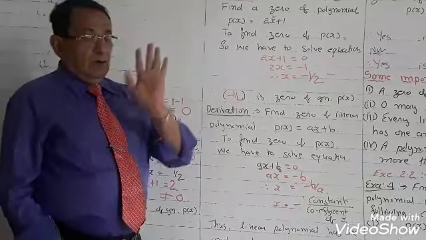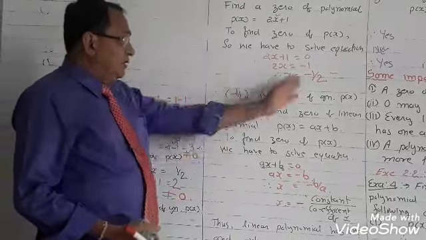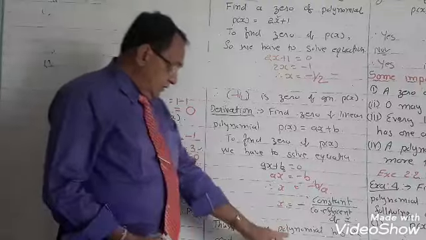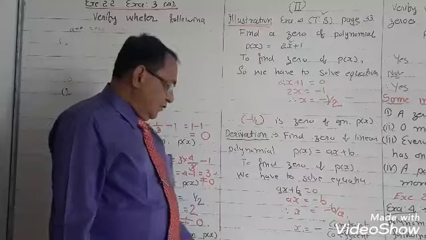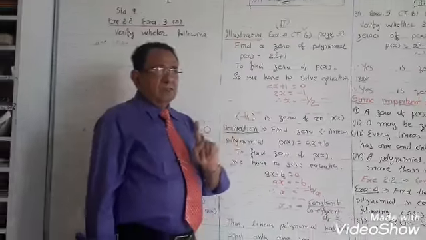Now how many solutions, how many zeros are there for this linear polynomial? A linear polynomial has one and only one zero.